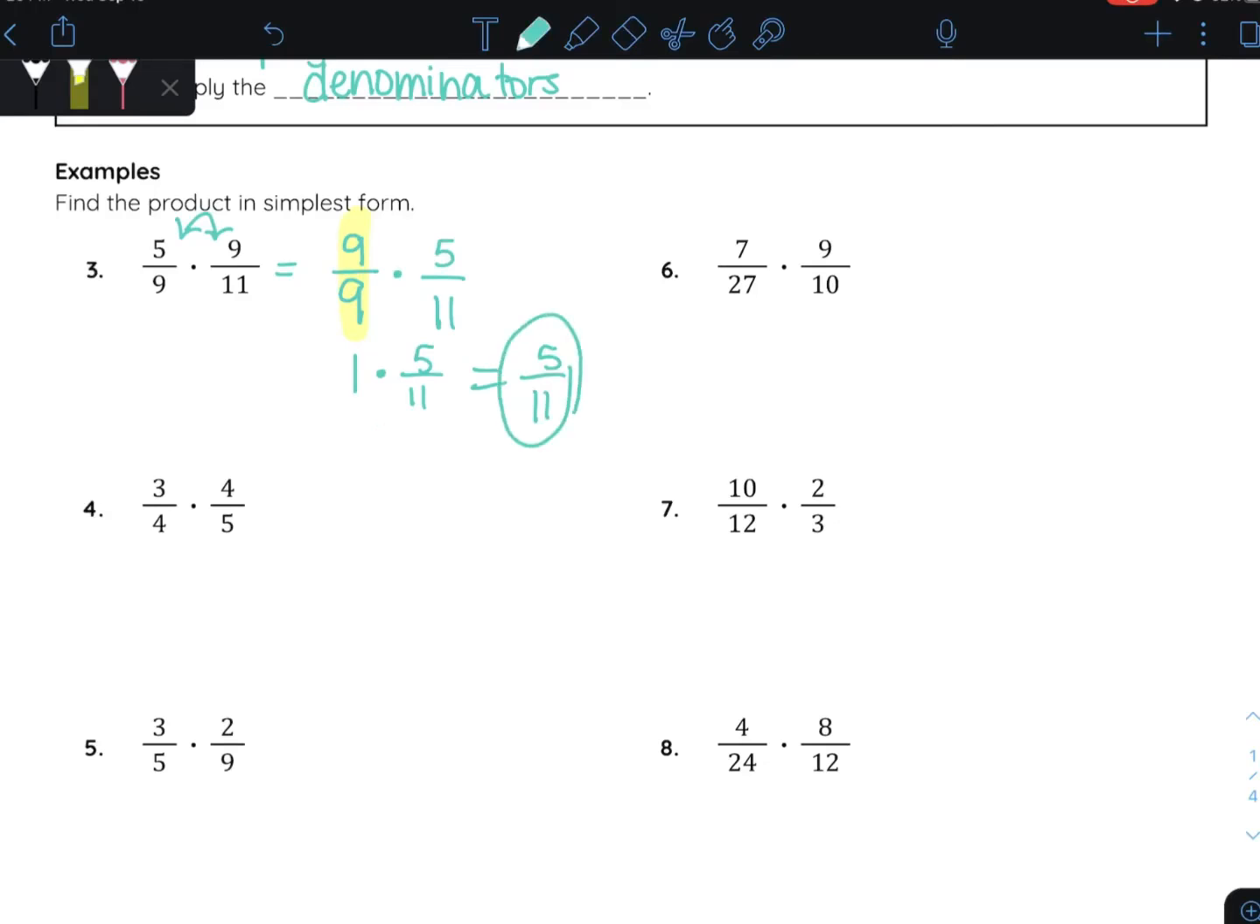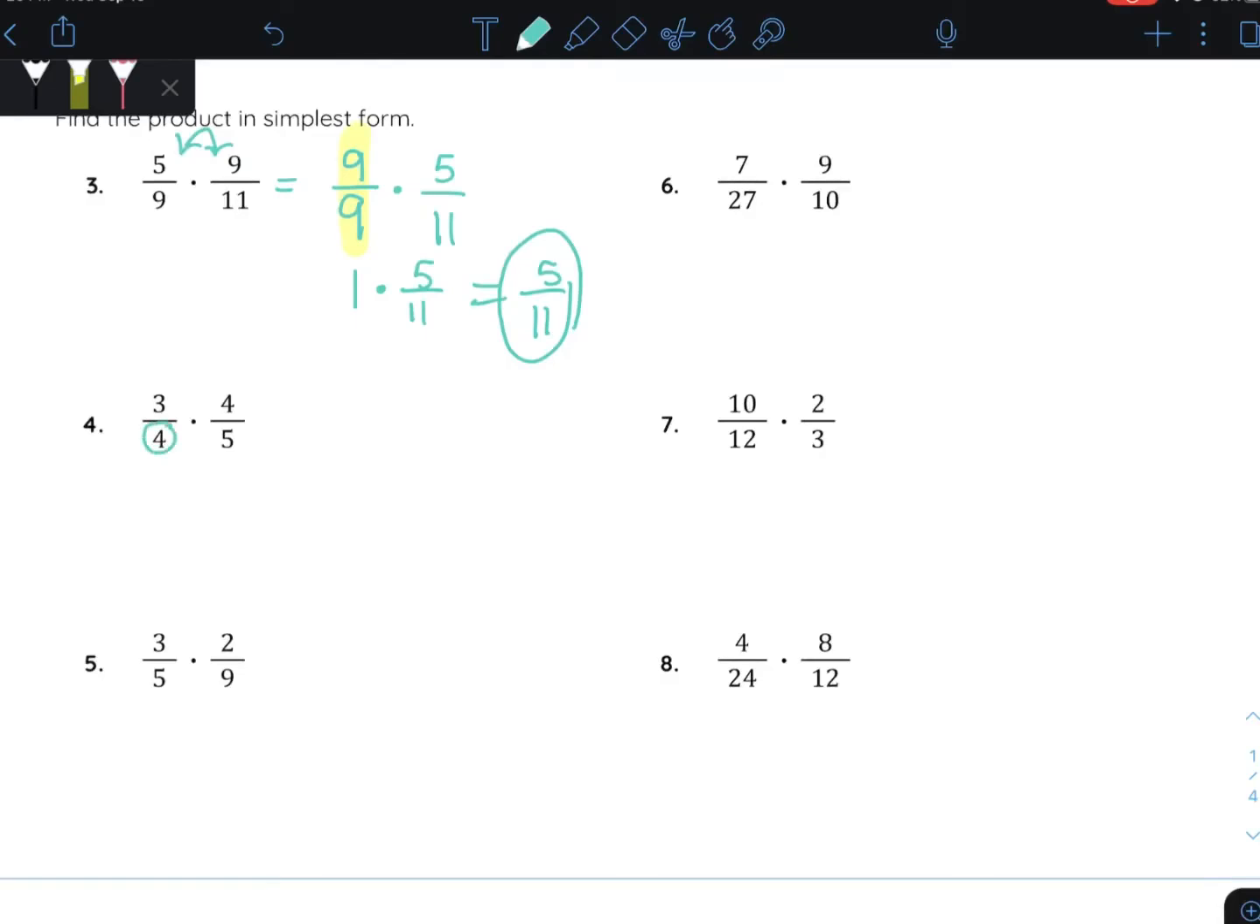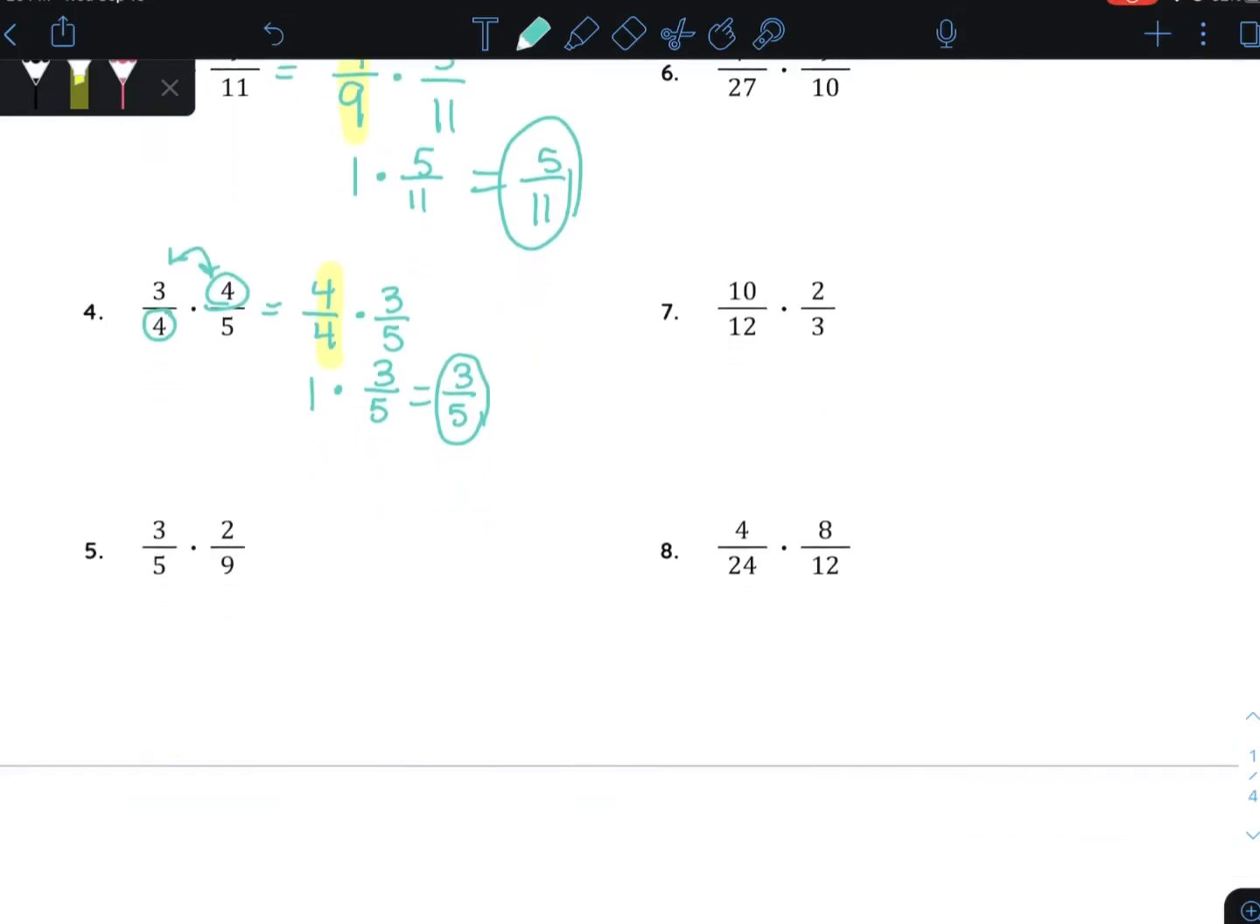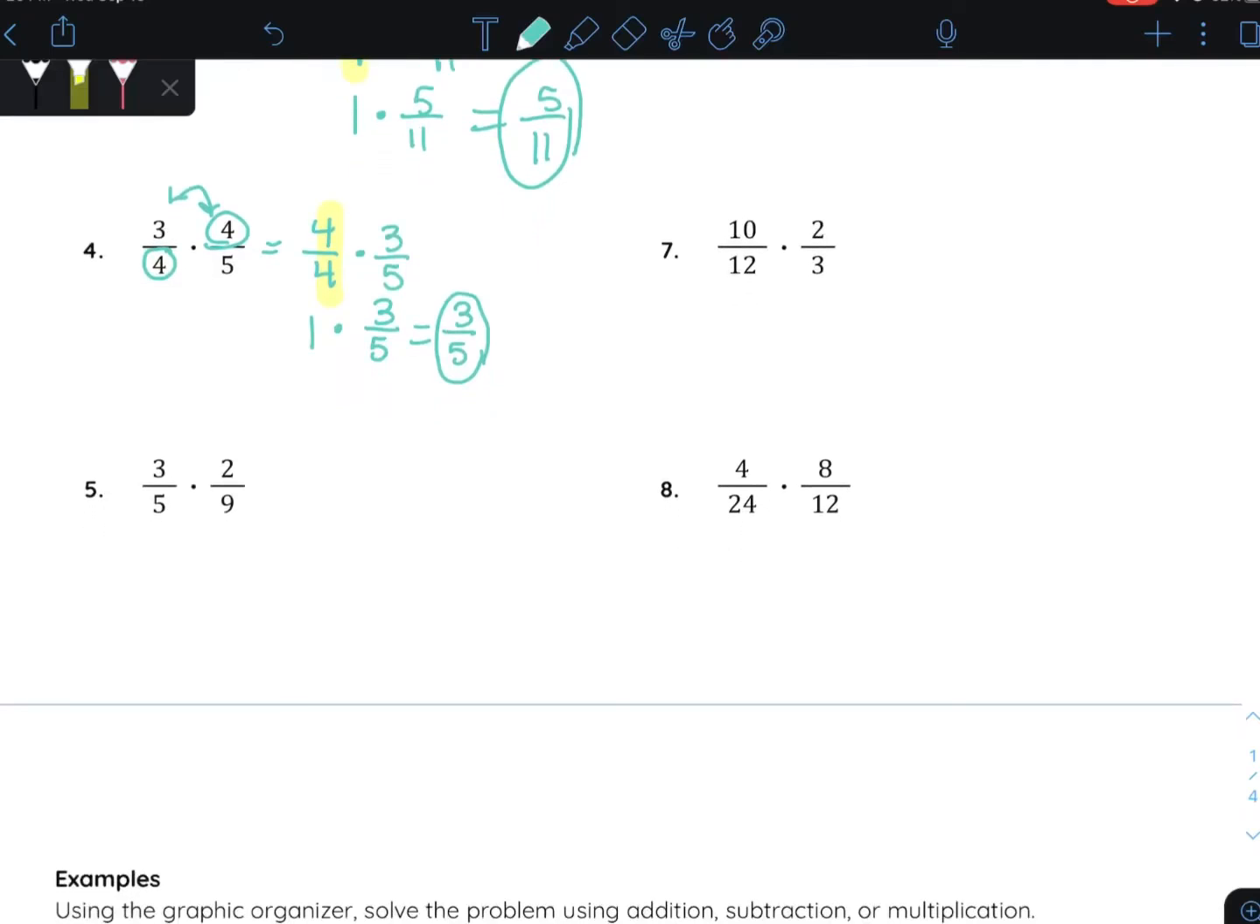Okay, so let's try that one more time on number 4. See how there's a 4 on the bottom and a 4 on the top? Go ahead and switch them. So switch these two. Now we have 4/4 times 3/5. But 4/4 is just 1. So this is 1 times 3/5, or just 3/5. If you don't simplify first, you'll end up having to simplify at the end, which is fine, but I find that this way is a little bit faster and a little bit easier because you don't have to multiply numbers that are so big. And when we get to the later examples, you'll see what I mean.